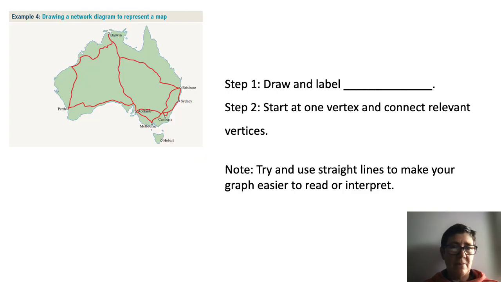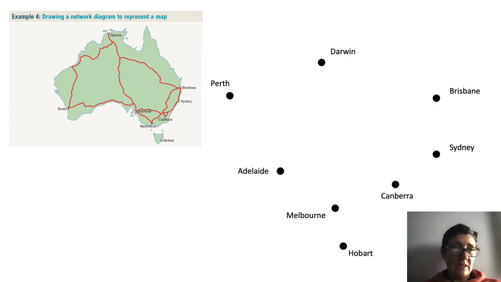If we take this map of Australia and draw the connections between the capital cities, step one is to draw and label the vertices, and I've given you that on the guided notes. Then I would suggest that you start at one vertex and connect to all the relevant vertices and keep going. You don't have to use straight lines, but if you use them, it makes them easier to read. This is on your notes, so we've got Australia, and here are all the vertices labelled.